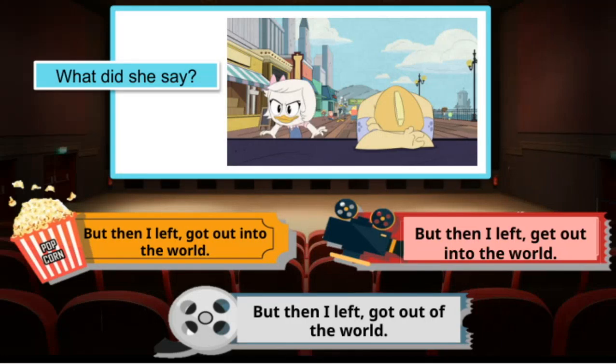So what did she actually say? Well, the phrase might seem simple at first, but then I left, but it carries a lot of nuance. It's about making a decision to step away from a situation or a mindset. The next part, get out into the world, emphasizes taking that leap, moving beyond what's familiar or comfortable. Interestingly, there's a variation. But then I left, got out of the world. That suggests a more radical change, almost a complete escape from previous constraints.